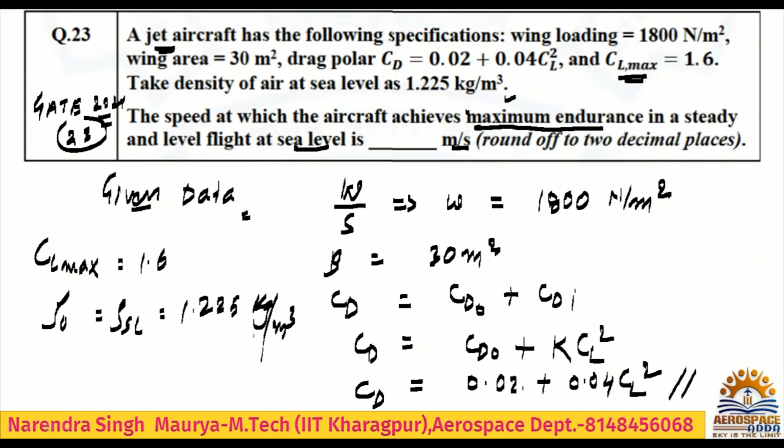All right, now the speed at which the aircraft achieves maximum endurance. Endurance and range formulas depend on the type of the aircraft. For a jet aircraft and for a propeller or piston prop aircraft, the endurance formula and range formula will be given separately. So here it is very important: for whatever aircraft is given, we need to write the formula for the endurance.